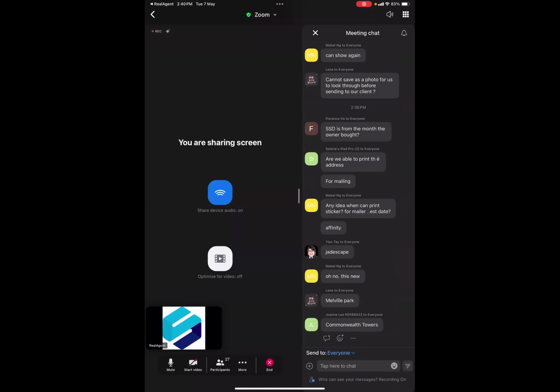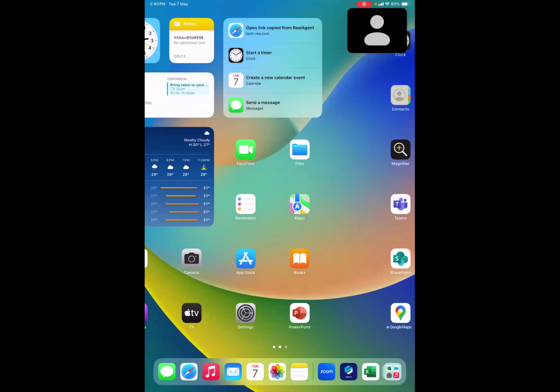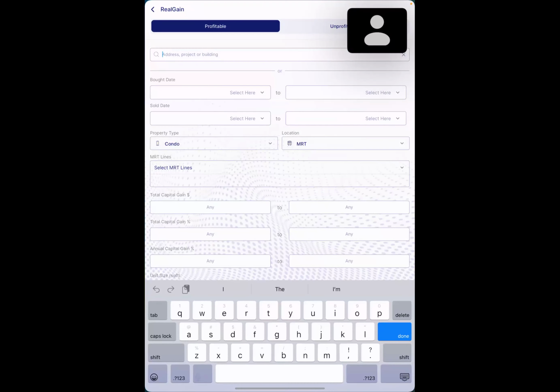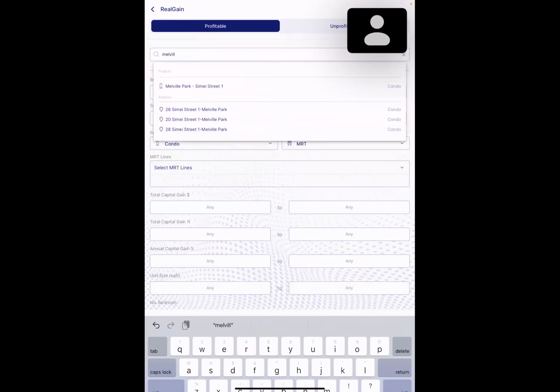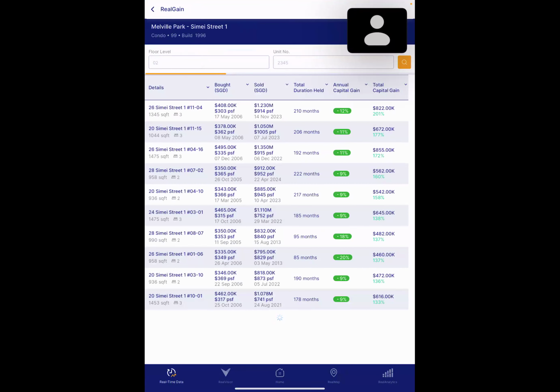I think very, very old, right? Let's try. Oh, this one very new. Melville Park. This one should be fairly old. So, Melville Park. First time I tried. Okay, nobody suggested this condo to me before in all my trainings.